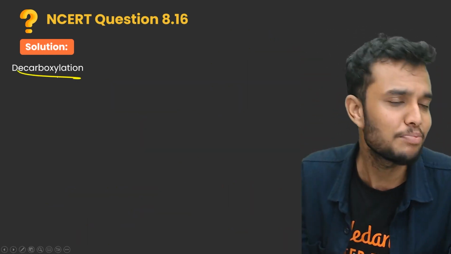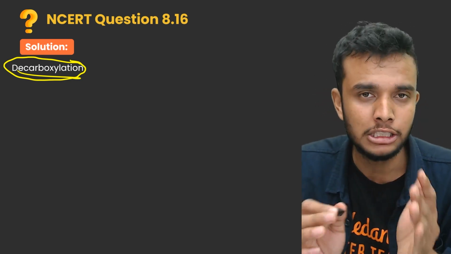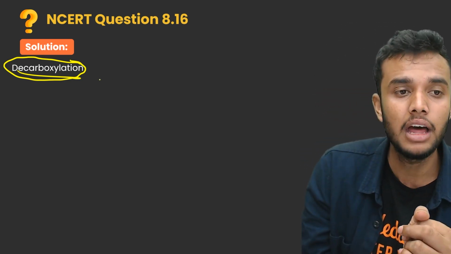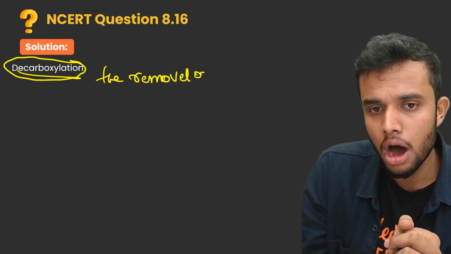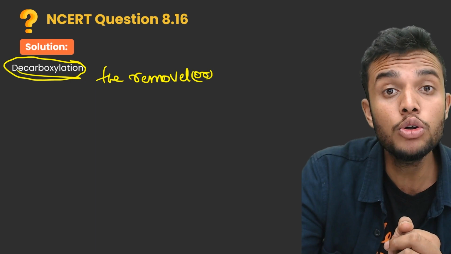Next, the last one, decarboxylation. It's a very simple reaction. The name itself denotes decarboxylation. The removal of the CO2 group from a carboxylic acid compound is called decarboxylation, the removal or release of CO2.